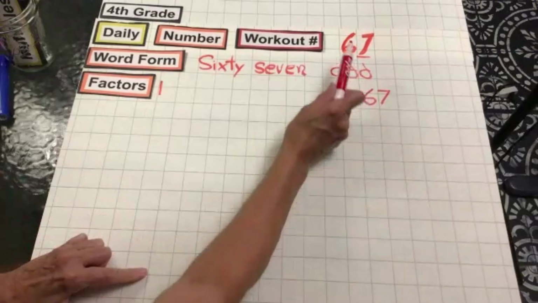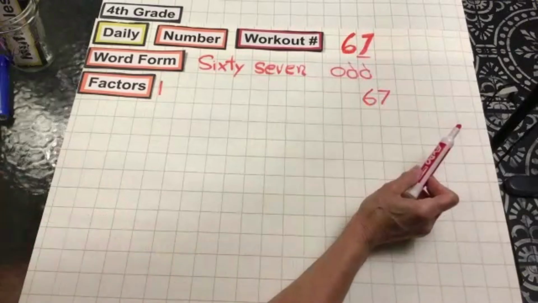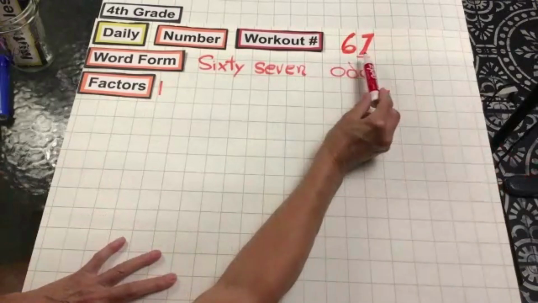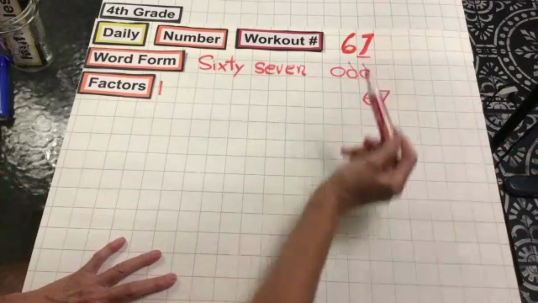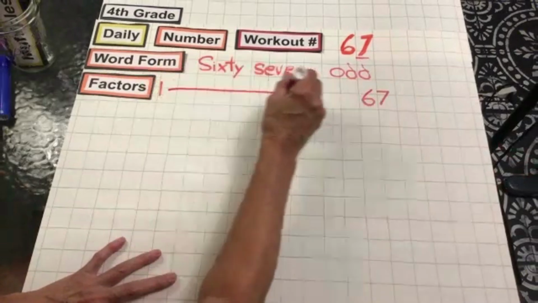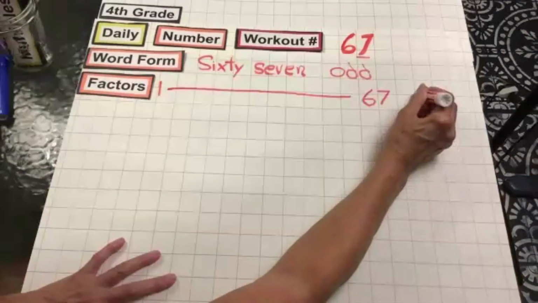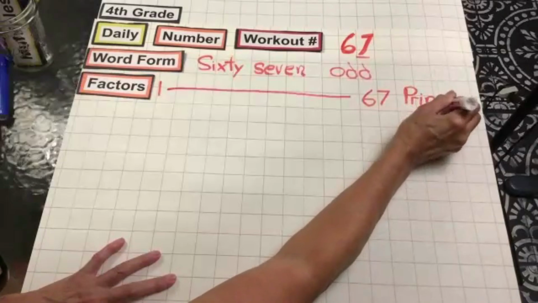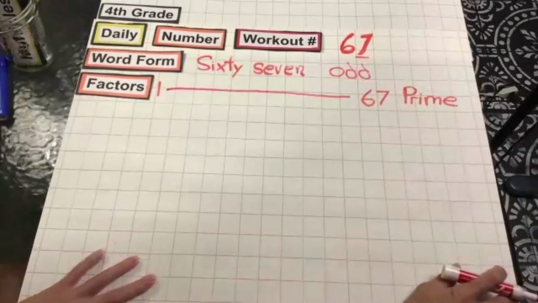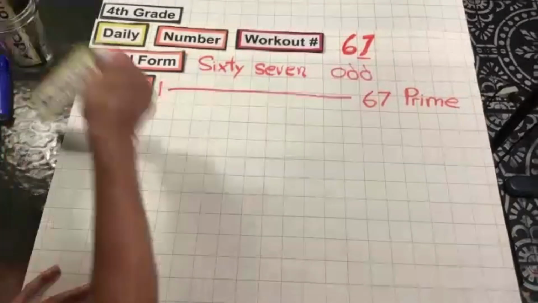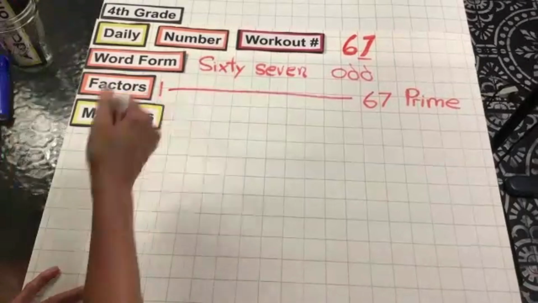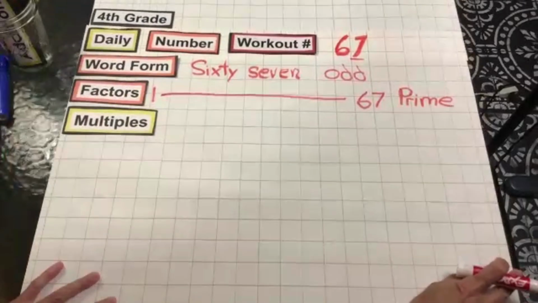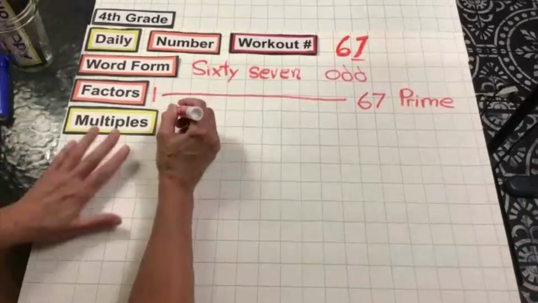9 doesn't go in because 6 plus 7 is 13. You add the 1 and the 3 and you get 4. So 9 doesn't go in. 10 doesn't go in because it needs to end in 0. So basically, only 1 and 67 go in evenly. So this means this number is prime. So make sure you write that down. We want our factors to go in evenly. That means that there's no leftovers. It's exactly perfect. All right, let's go to multiples.